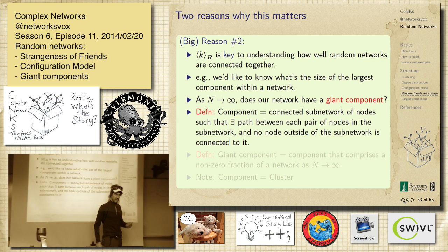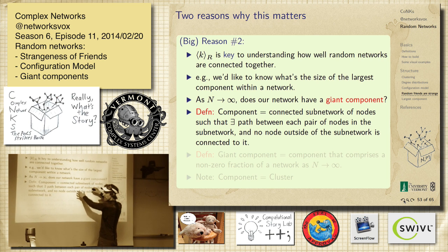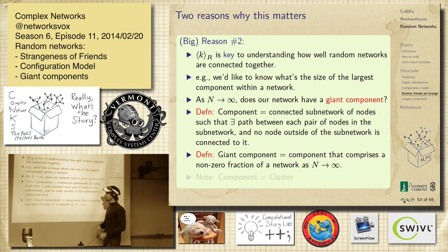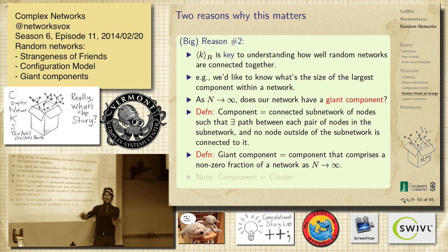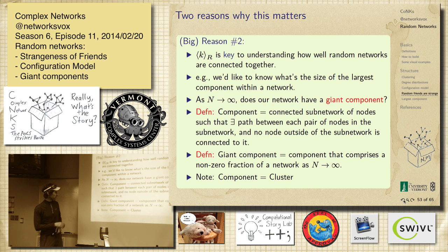So when we say component, it has to be a connected subnetwork of nodes, so that you can find a path from every node in that subnetwork to every other node. It's a lot of words, but it is what you should be able to intuit. And then a giant component is one that, if you look at the network macroscopically, you can see a big clump. It's macroscopic, so it takes up a non-zero fraction of the network.